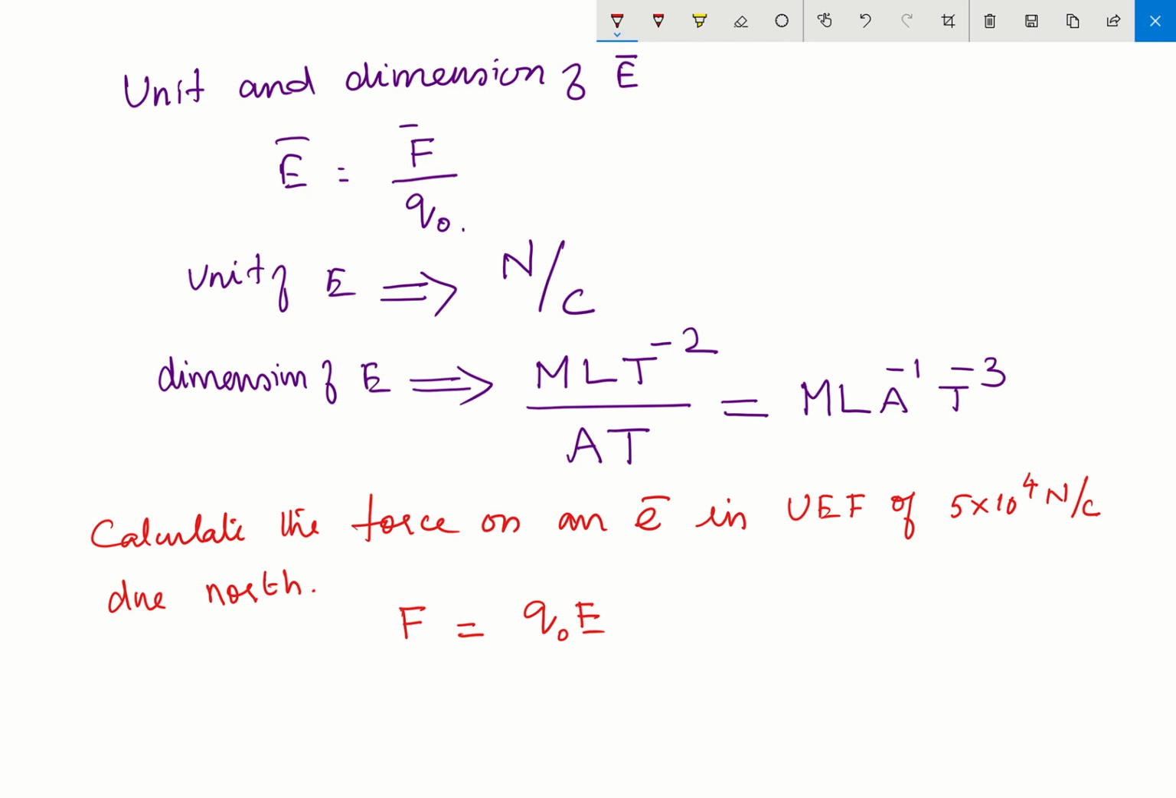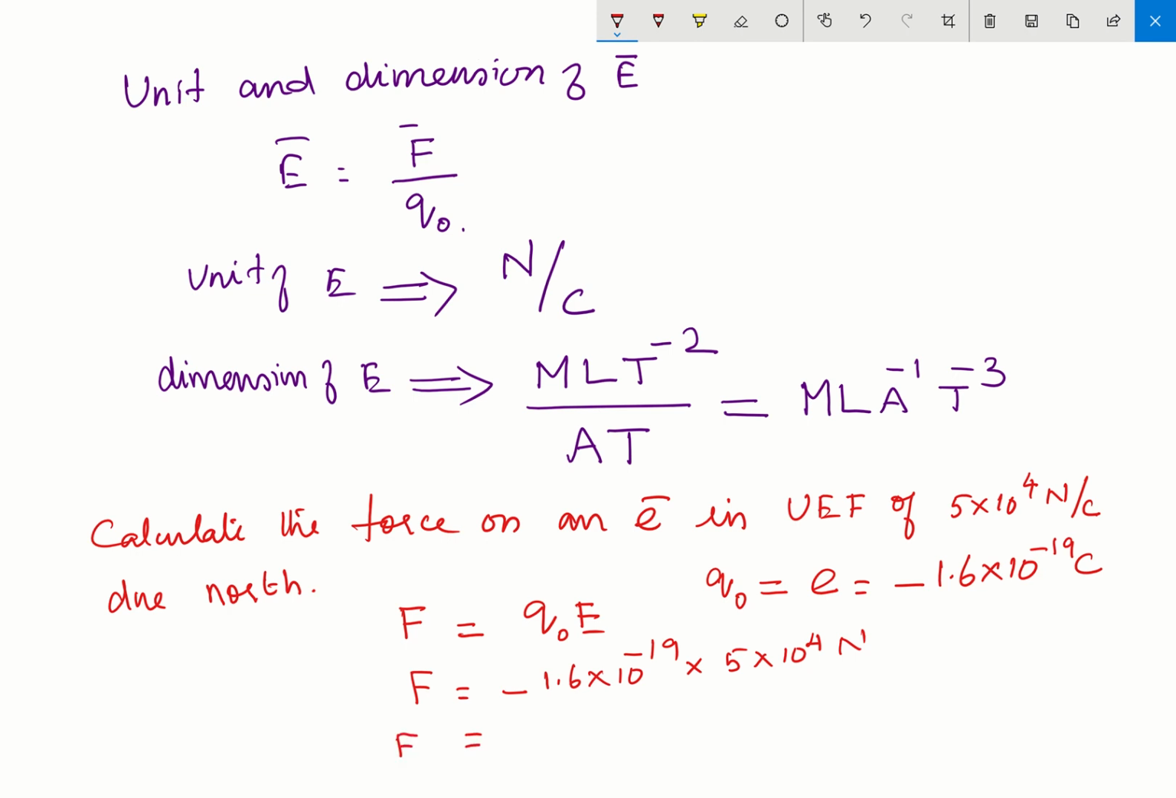Therefore, with the direction also, if I have to take, force F is equal to Q naught E. What is Q naught here? Q naught is nothing but e, the electronic charge, that is equal to minus 1.6 into 10 power minus 19 coulomb. Therefore, you can say Q naught is minus 1.6 into 10 power minus 19, into 5 into 10 power 4, so much Newton. Therefore, F is equal to minus 8 into 10 power minus 15 Newton.